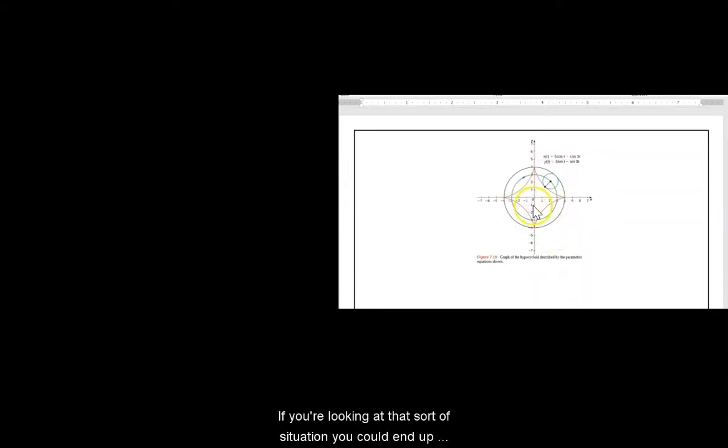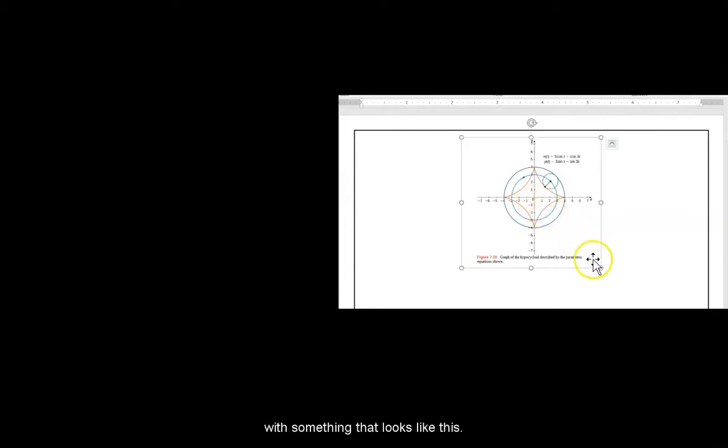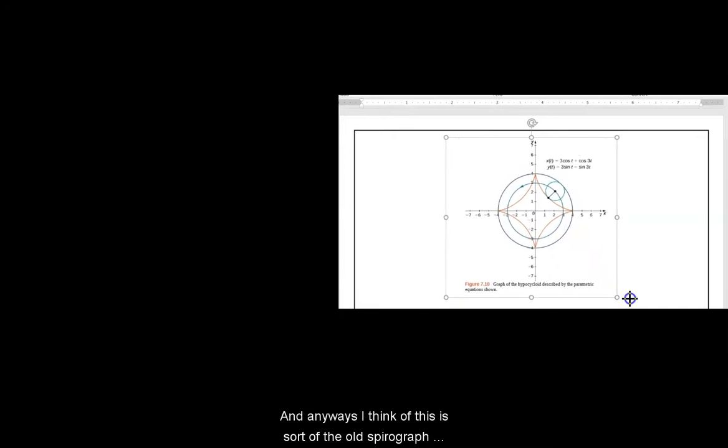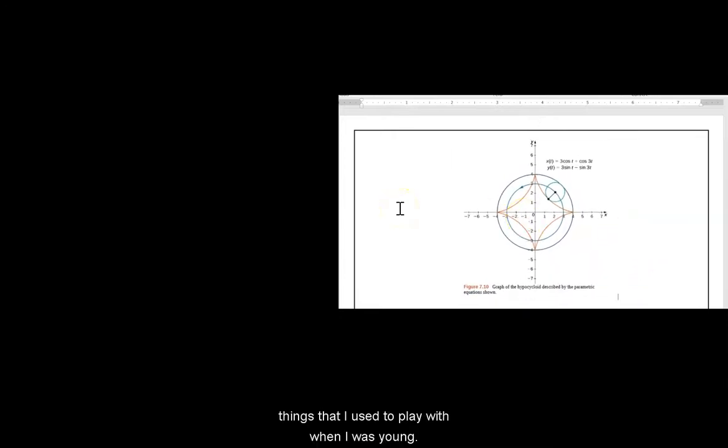If you're looking at that sort of situation, you could end up with something that looks like this. In many ways, I think of this as the old Spirograph things that I used to play with when I was young. In those cases, you would take out some different shape, put your pencil through a hole, put it inside of a circle with notches cut out of the side, and keeping the inner part along the edge, you would go in a circle around and around the outer circle.